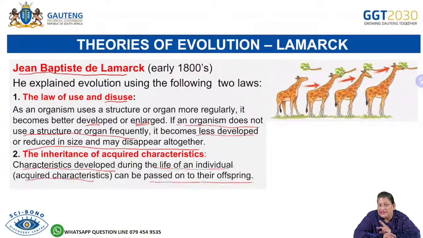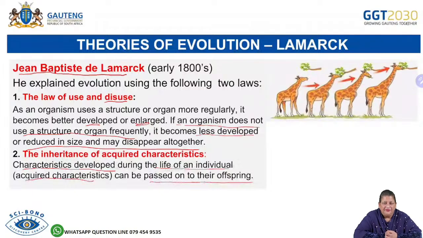Now let's look at the slide very nicely again, learners. Lamarck's theory spoke about two laws. The law of use and disuse and the law of inheritance of acquired characteristic. Let's look at the law of use and disuse again. He said, the more an organism uses its structure or organ, the more longer or better developed it becomes. And if it uses it less and less, then it becomes less developed and will eventually disappear. That's the disuse part of it.